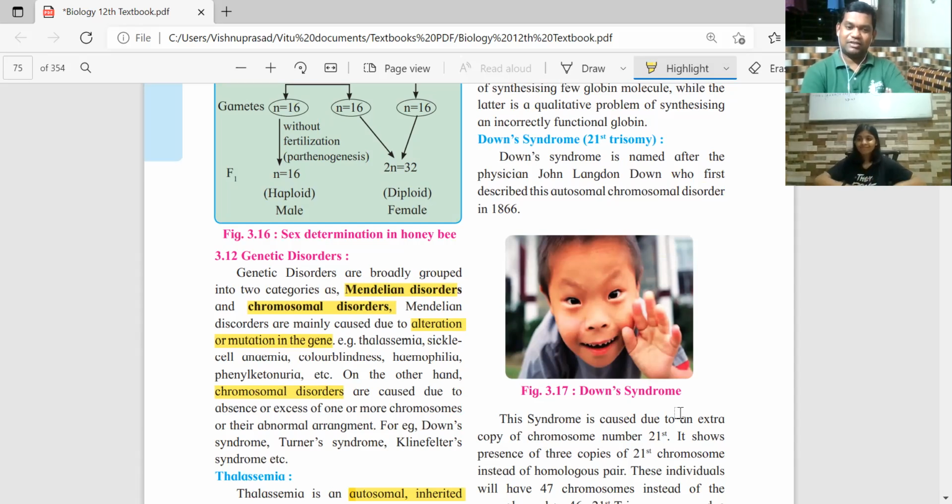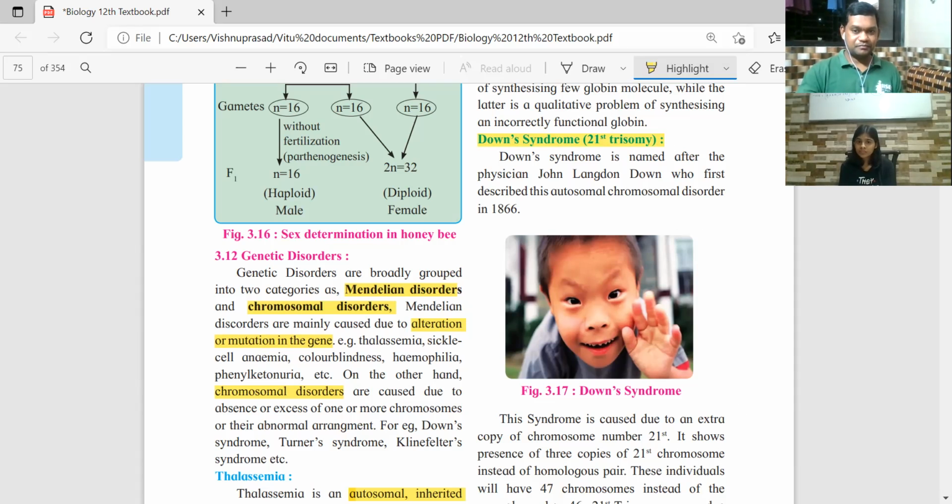ठीक है, तो thalassemia is how you understood properly कि कैसे होता है. ठीक है, this was an example of a Mendelian disorder. Now let's take a look at chromosomal disorder. उसमें first example is something called Down syndrome, also called Trisomy 21.